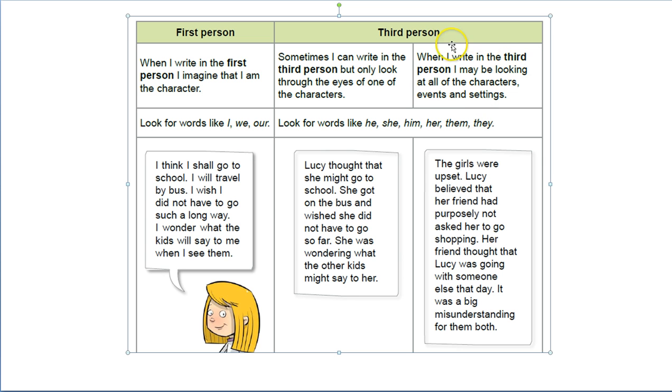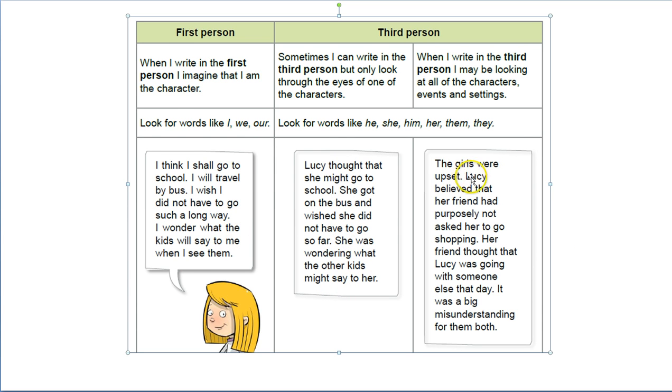Alright, so when you write in third person, it's as if you are looking at all the characters and events and settings happening. So here's an example. Lucy thought that she might go to school. She got on the bus and wished she did not have to go so far. She was wondering what the other kids might say to her. So they've changed this text from first person to third person because we're looking at it through the eyes of Lucy. Here's another one. Notice that there's no I in here. The I really makes first person stand out.